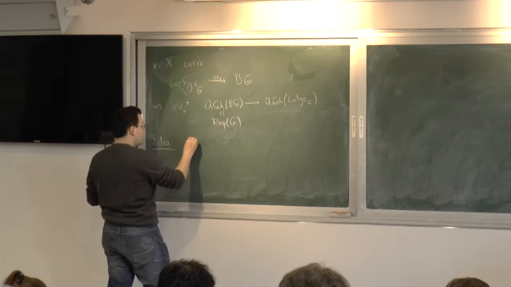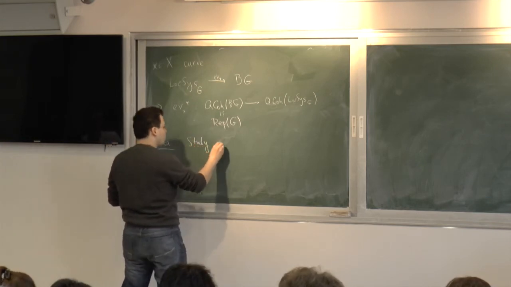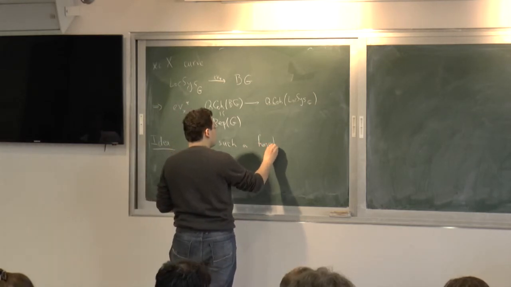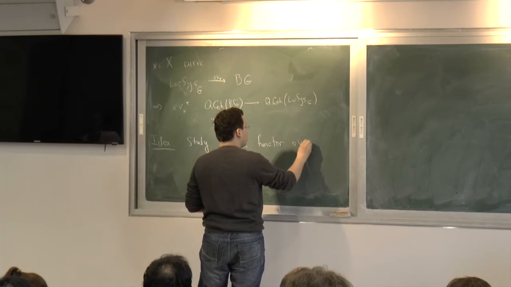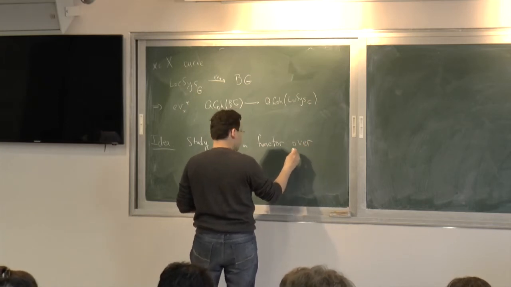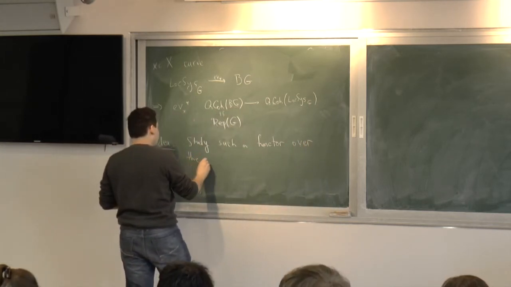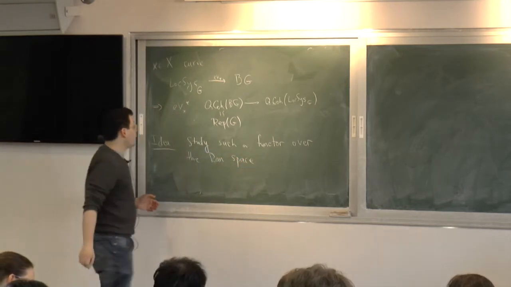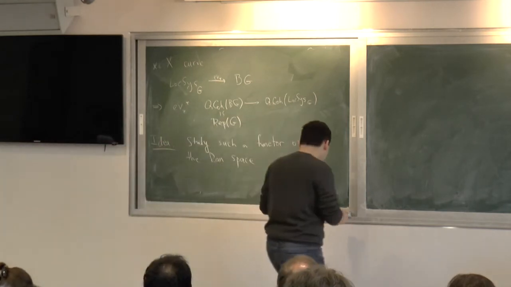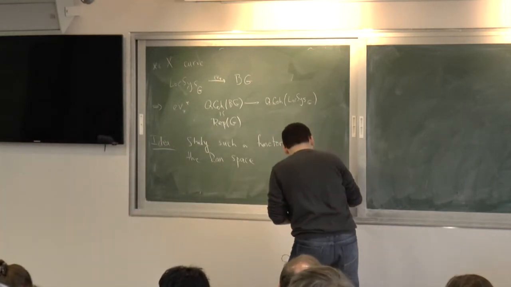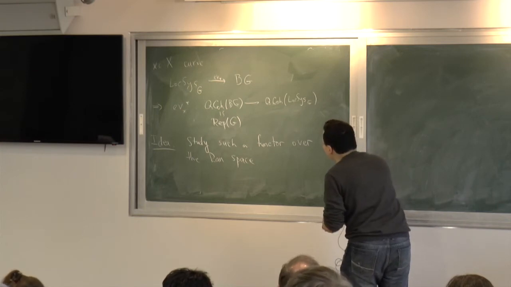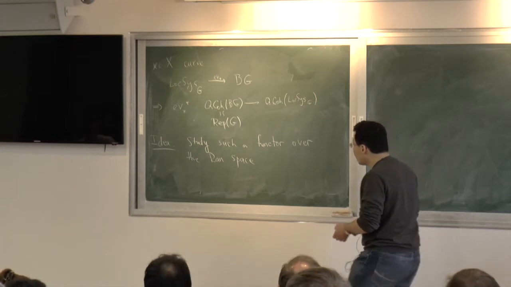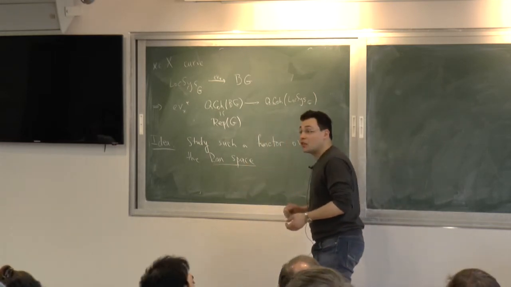So the idea: study such a functor over the Ran space. This is what makes it local to global. We're starting with some version of representations of G, and we're ending up in local systems. Why some version of representations? Again, because we'll be working over the Ran space.